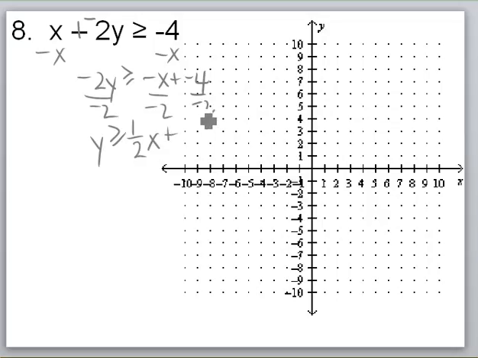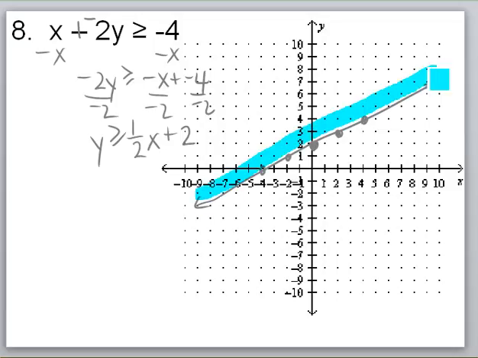And then a negative 4 over negative 2 is actually a positive 2. So I have a positive 2. I'm going to go up 1 over 2, up 1 over 2, or down 1 to the left 2, down 1 to the left 2. I use a solid line, and it says greater than, so I would be shading above the line for my solution.